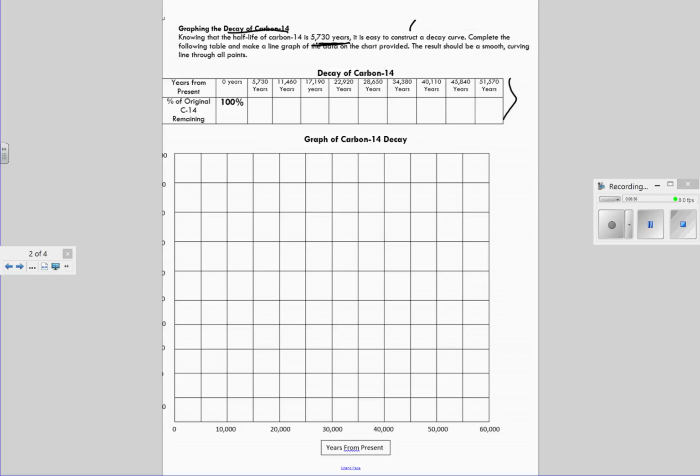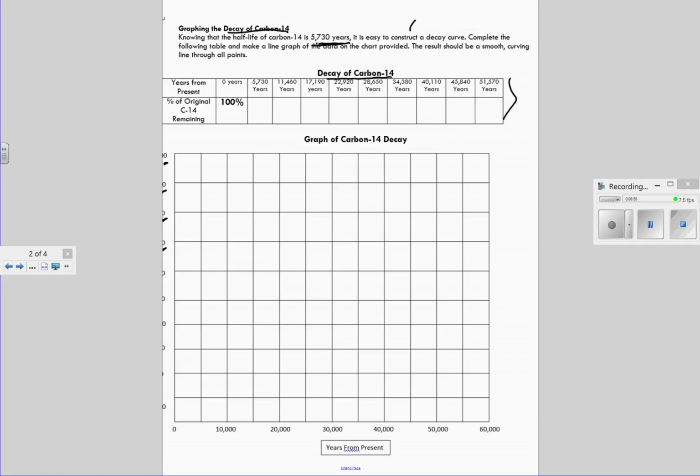My picture didn't come out all the way here, but this is 100 on the side, 90, 80. We're going down by tens. Your picture should look better than my picture. What I'm going to do though is start up here where it says the decay of carbon-14. I'm going to think about this sample of carbon-14 through time.